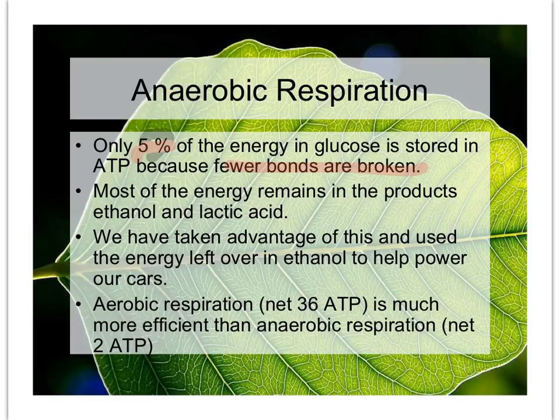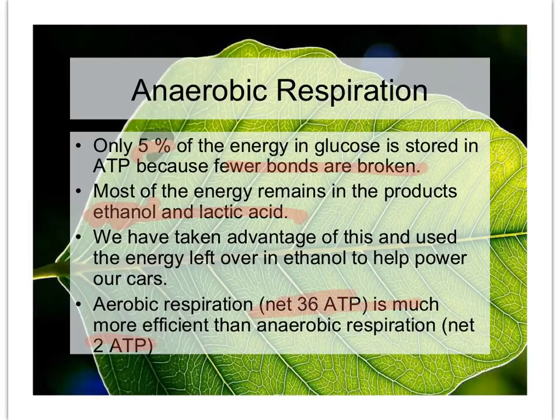Where does most of the energy end up? It ends up in these two products, which makes sense. If you compare ethanol here to the end products of aerobic respiration, which is carbon dioxide and water, ethanol we can use as an energy source. We don't really put carbon dioxide in our car as an energy source. So it's much less efficient, and we only net 2 ATP compared to 36 net.